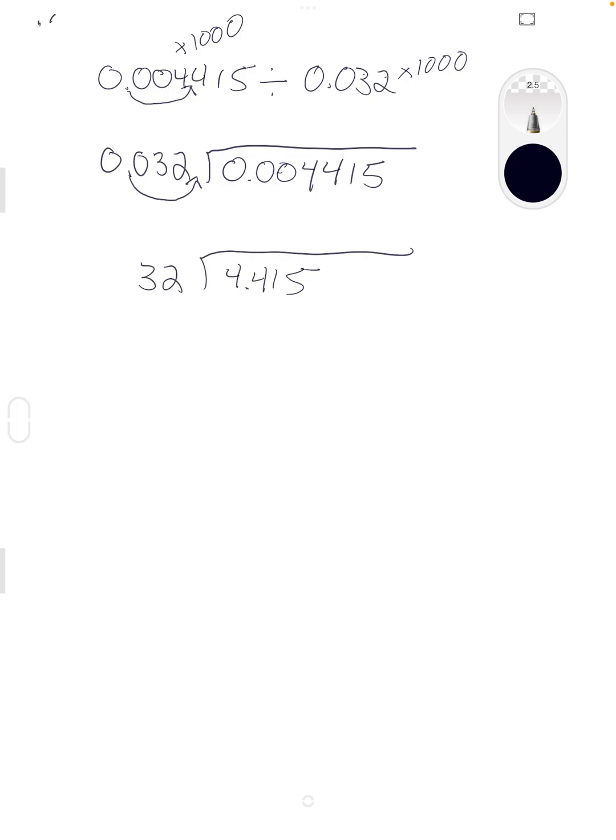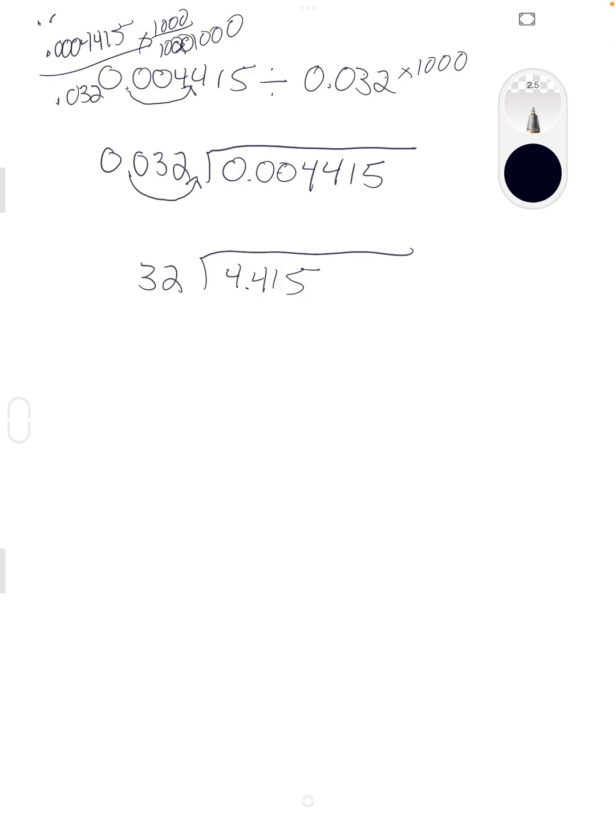It's 0.0004415 over 0.032. If I just multiply this times 1,000 over 1,000, I don't change anything. Multiply the tops by 1,000, bottom by 1,000. That's how I can get rid of those decimals.